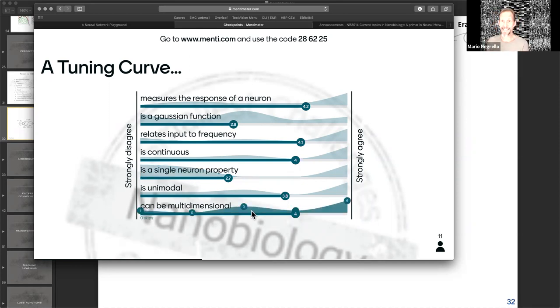And yes, it can be multidimensional. In fact, generally, it is incredibly multidimensional.